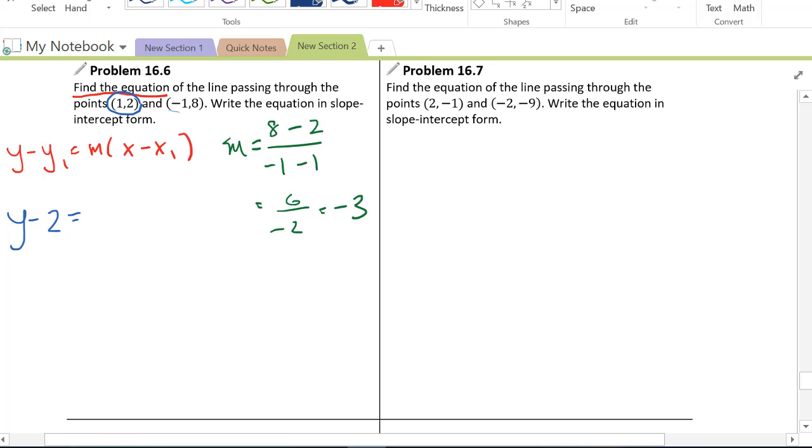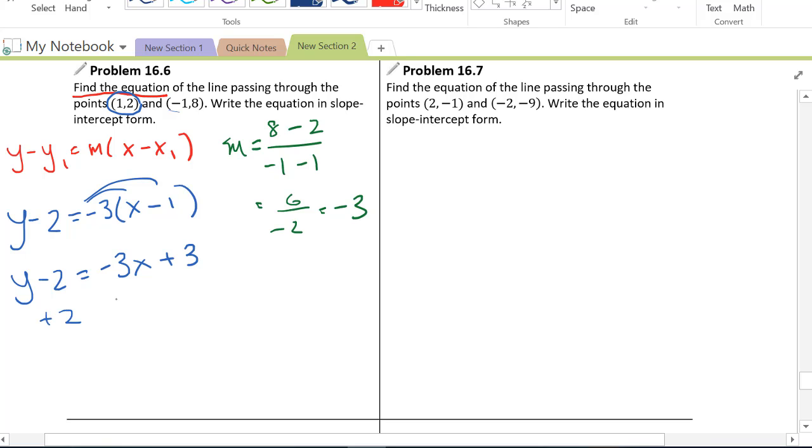It's up to you, but I'll just use (1, 2). So y minus y1, which is 2, equals m, the slope, which is negative 3, times x minus x1, which is 1. Okay, now I'm going to distribute. So I will get y minus 2 equals negative 3x plus 3.